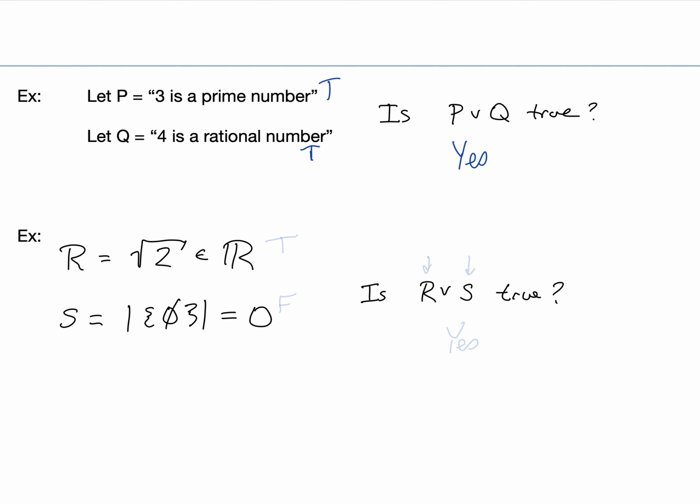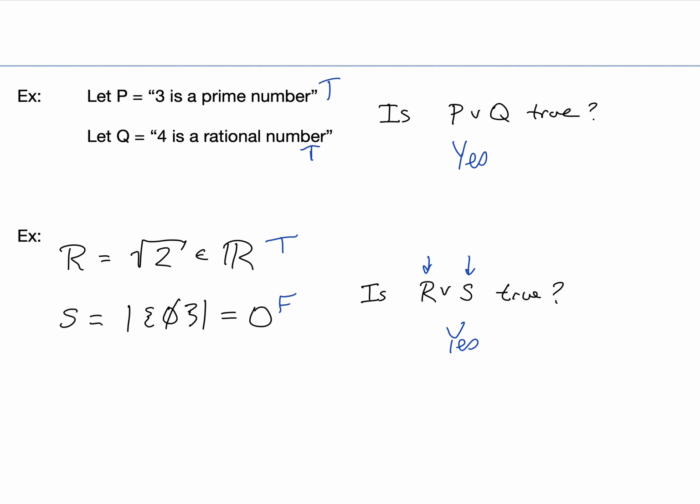Square root of 2 is an element of the real numbers. Yes, square root of 2 is on the real number line. The cardinality of the set containing the empty set is 0. No, the cardinality of that set is 1. Is R or S true? R is true. S is false. Is one or the other or both of those statements true? Yes, R or S is true.